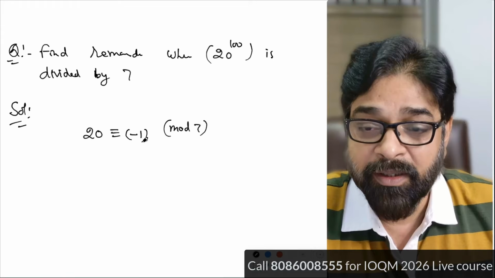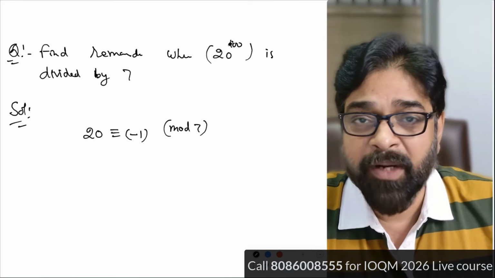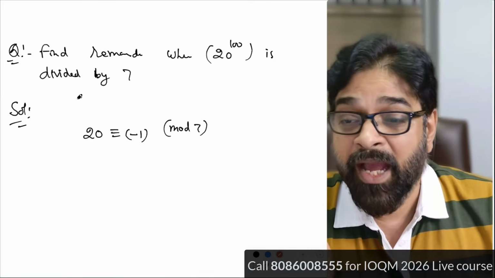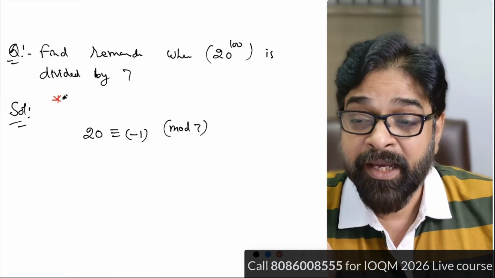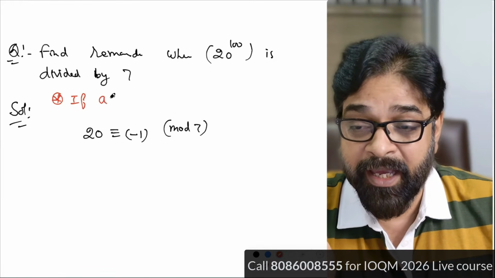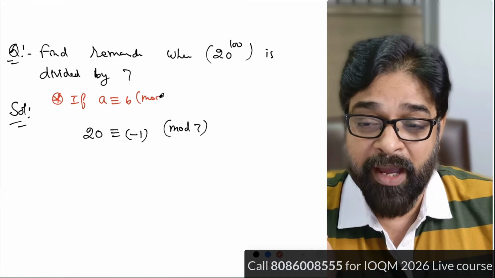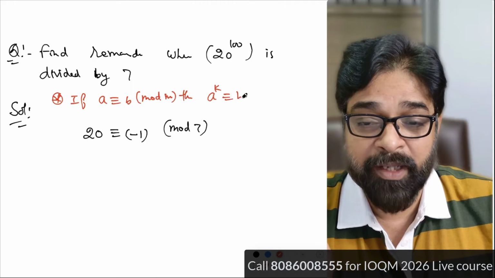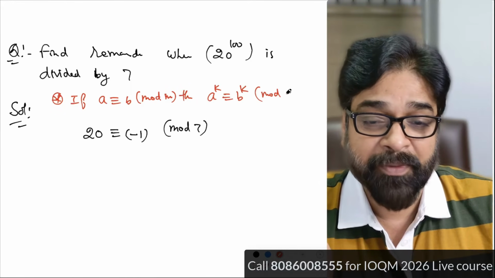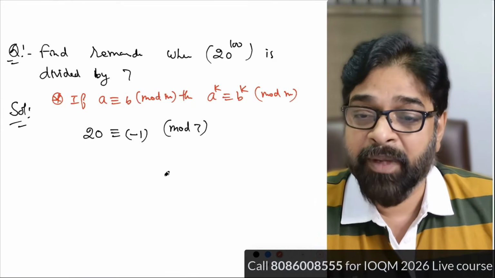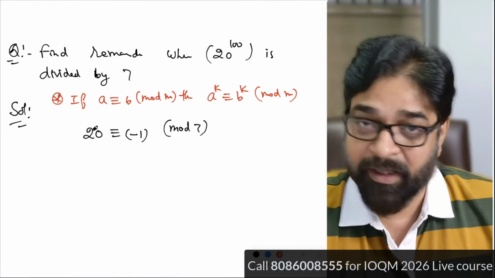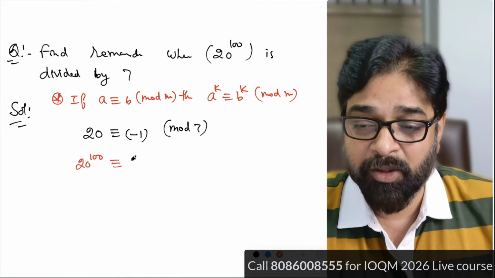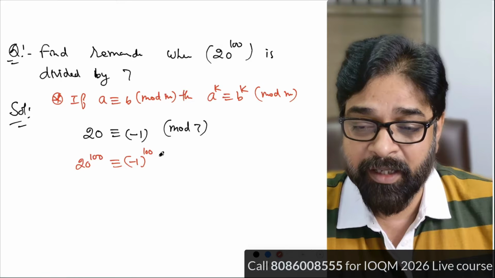Everybody understood this one? Now, I want 20 power 100. All of you know, in congruency, we have a logic. What logic? If A is congruent to B modulo M, then A power K will be congruent to B power K modulo M. Yes or no? We already studied. So I want 20 power 100. So on both sides put power 100. So 20 power 100 will be congruent to -1 power 100 modulo 7.